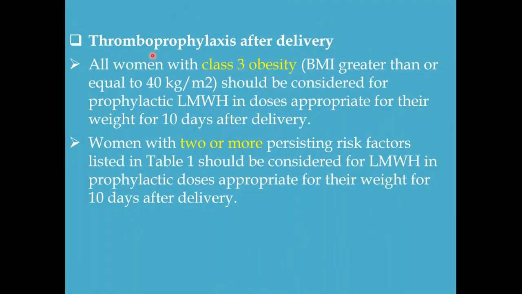Thromboprophylaxis after delivery. All women with class 3 obesity, BMI greater than or equal to 40 kilograms per meter squared, should be considered for prophylactic thromboembolism prevention in a dose appropriate for their weight for 10 days after delivery. So assess the woman after delivery. Women with two or more of the risk factors listed in table 1 should also be considered for prophylactic dose appropriate for their weight for 10 days after delivery.